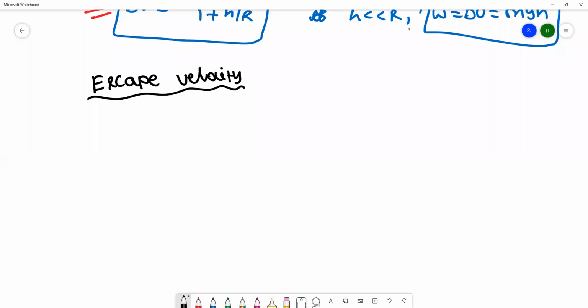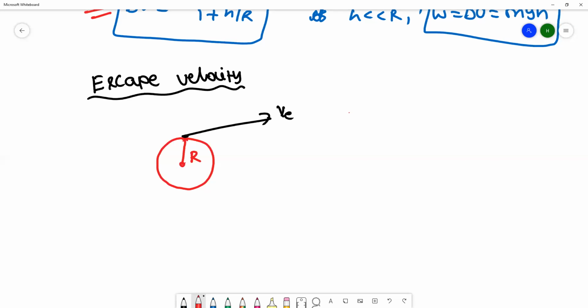Next one, escape velocity. What is escape velocity? The minimum velocity with which a body, if you project it, will escape the Earth's gravitational influence. That is said to be the escape velocity. You can take this as the radius R. If we project from anywhere with some velocity Ve, it should lose the Earth's gravitational influence. That is said to be the escape velocity.